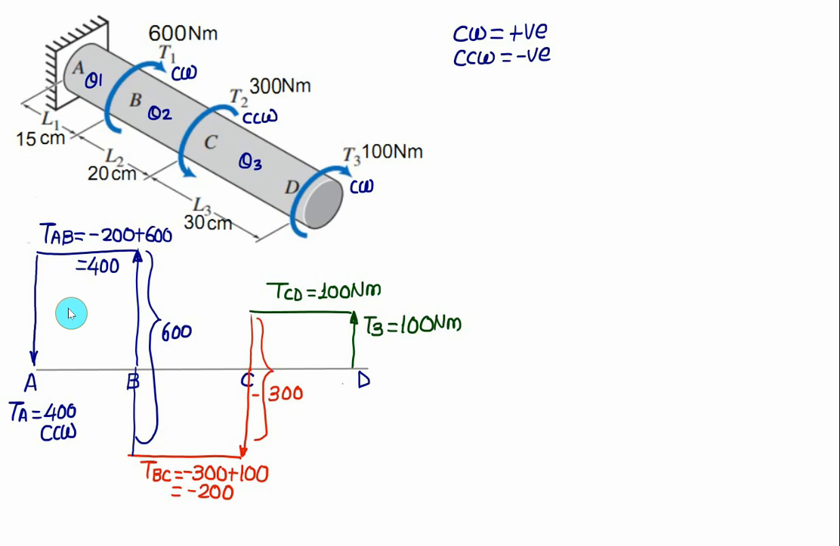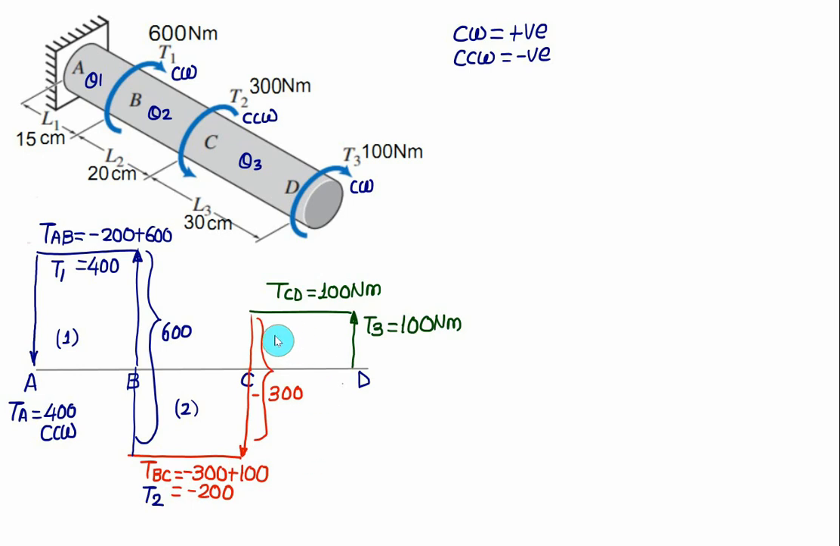So this one is shaft 1. In this case we have T1 equal to 400. This one is shaft 2. So we have T2 equal to minus 200. You have to take the minus, and this one is a positive value equal to 400. Then only we will get the exact answer.